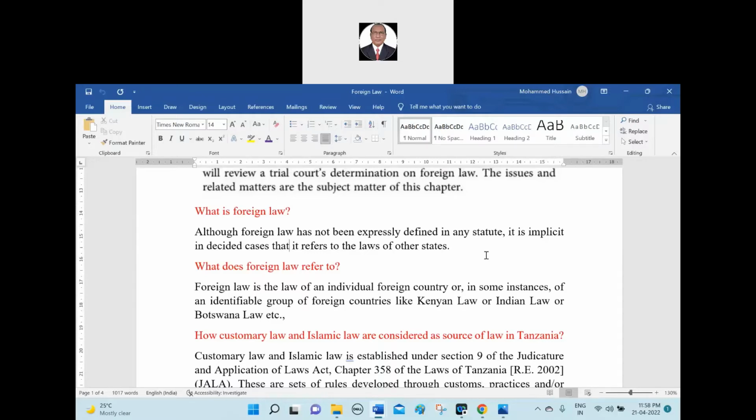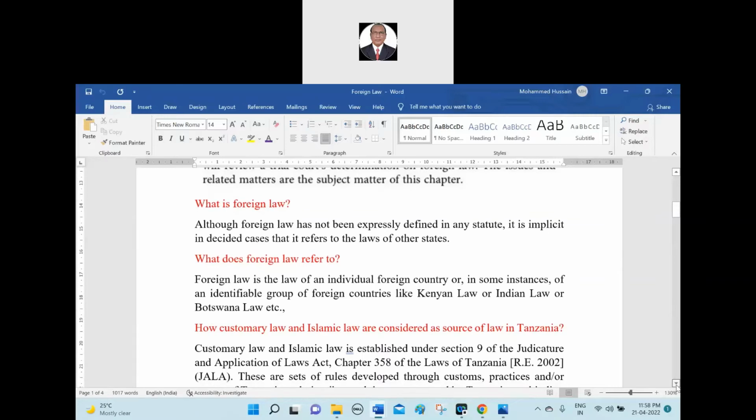Is it clear? Yes. Very good, very good. What does foreign law refer to? Just read it. Foreign law is the law of an individual foreign country. Yes, definitely, it is a sovereign country. In some instances of an identifiable group of foreign countries, like the Kenyan law, Indian law, Botswana law, etc., as I told you already. So they are set with the foreign laws.